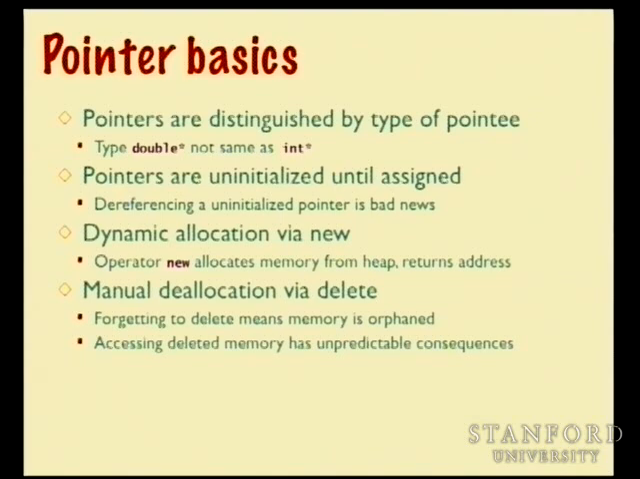So we do dynamic allocation via new. Dynamic meaning that we get to choose what we're allocating when and where at runtime, saying how much memory we want and when we want it, using new. And then when we're done with it, we do a manual deallocation via delete. If we forget to delete, we orphan memory. As I said, that's an important thing to be conscious of, but not in the early stages something to take too heavily. And then accessing any deleted memory has unpredictable consequences.